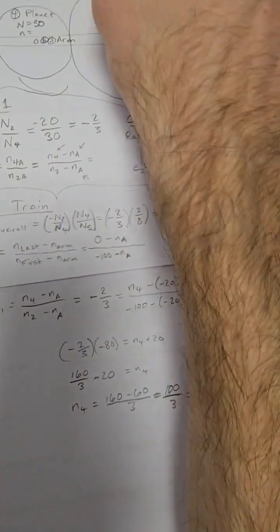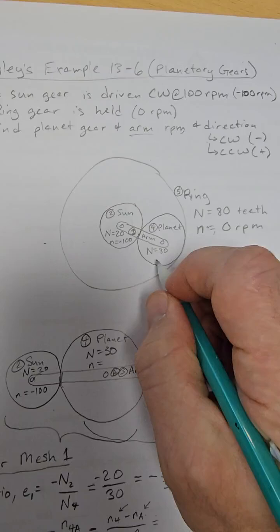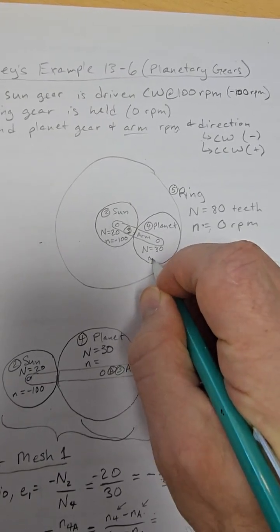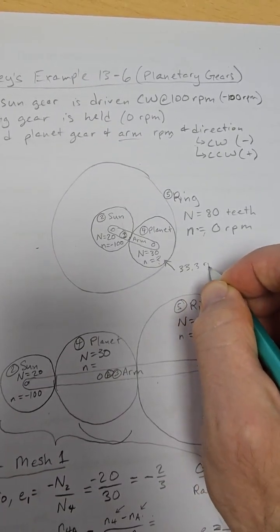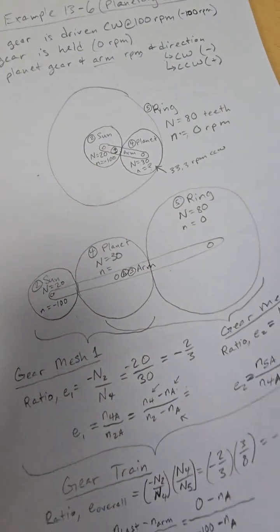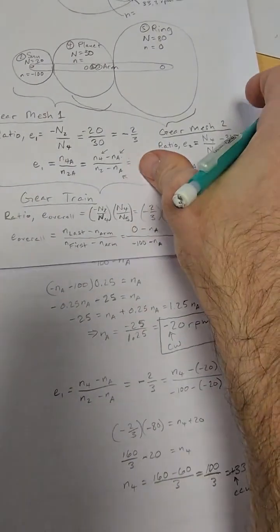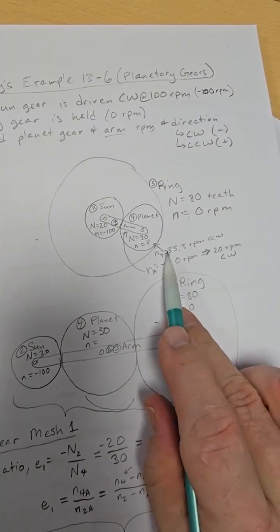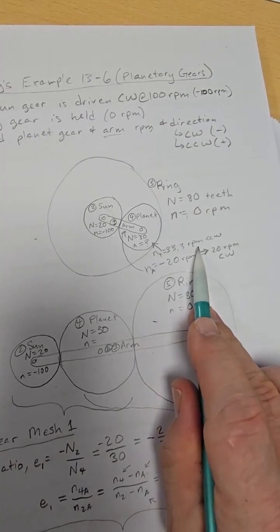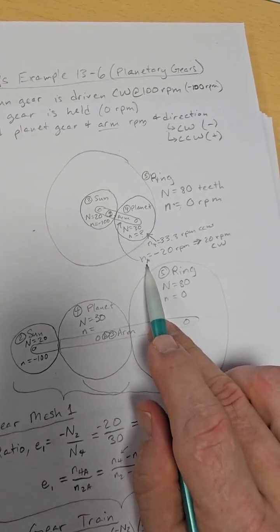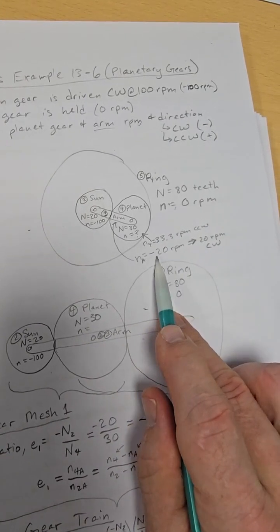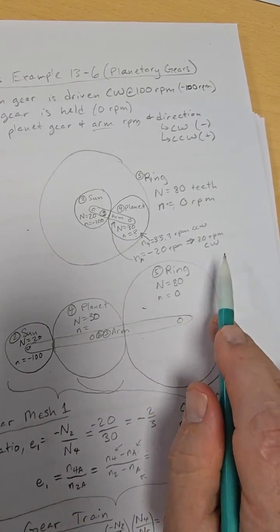So now we've solved everything. We've got the value for the planet gear, 33.3 RPM counterclockwise because that's positive, and the arm we calculated to be 20 RPM clockwise. Again, the planet gear is rotating at 33.3 RPM counterclockwise, and we calculated the arm as rotating negative 20 RPM, which is 20 RPM clockwise.